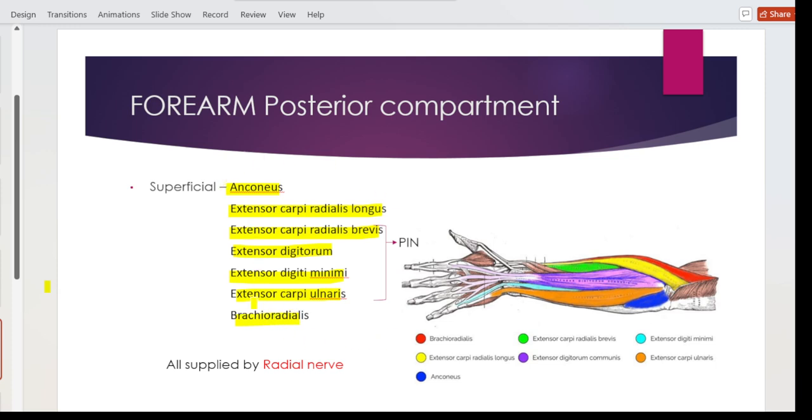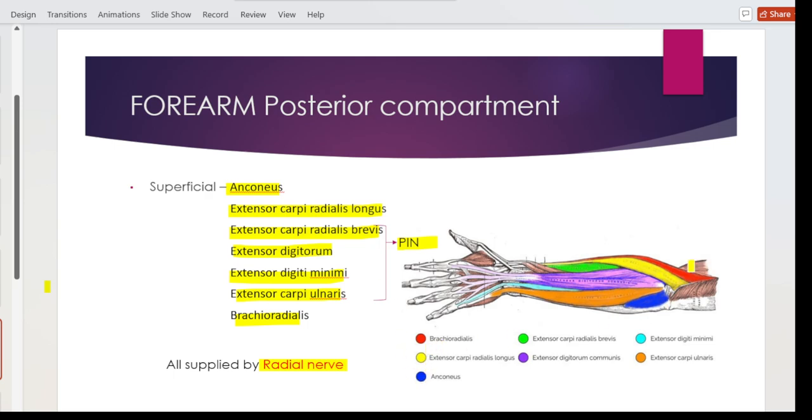All these muscles are supplied by radial nerve. Okay, we all know now, posterior compartment is supplied by radial nerve. And these four muscles, extensor carpi radialis brevis, extensor digitorum, extensor digiti minimi, and extensor carpi ulnaris, are all supplied by posterior interosseous nerve, and it is also the branch of radial nerve only. Okay. Now let's identify these muscles.